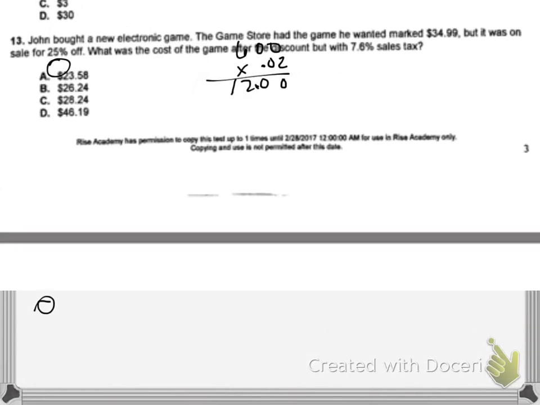Number 13. John bought a new electronic game. The game store had the game he wanted marked at $34.99, but it was on sale for 25% off. What was the cost of the game after the discount, but with 7.6% sales tax? So first let's figure out how much the game would be with the discount. So again, if you're getting a discount of 25% off, you're responsible to pay 75%. So $34.99 times 75 hundredths.